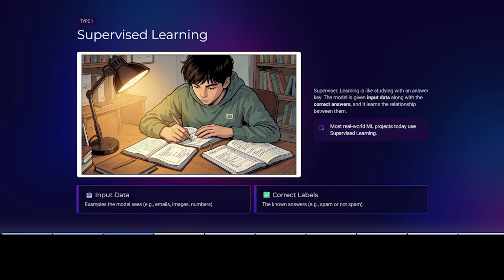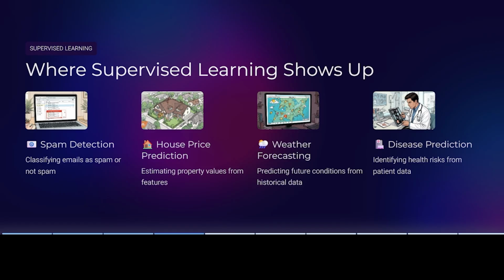Now some examples of supervised learning used in the real world. First, spam detection. For example, Gmail learns from millions of emails already marked as spam or not spam, so these are identified by supervised learning. And then house price prediction.